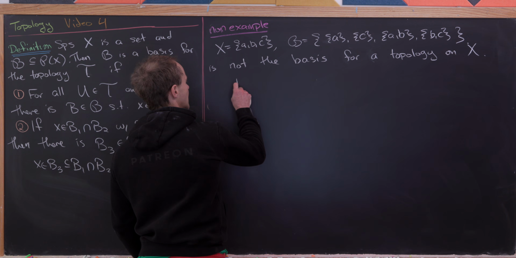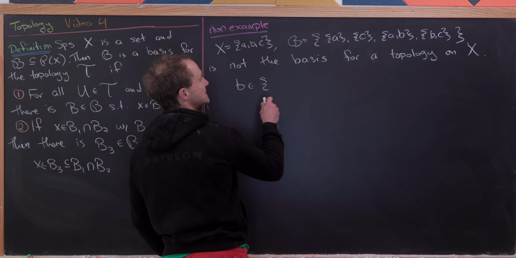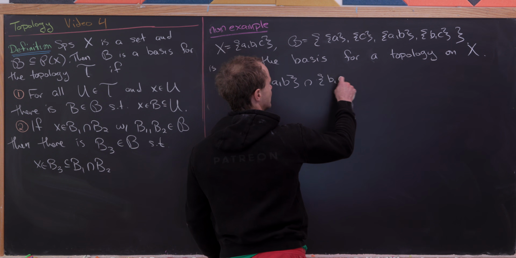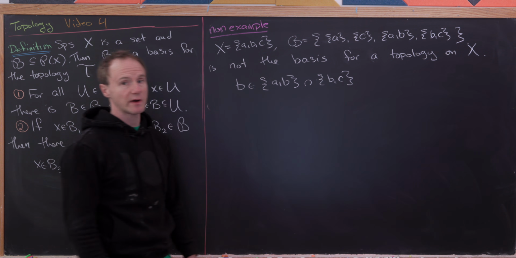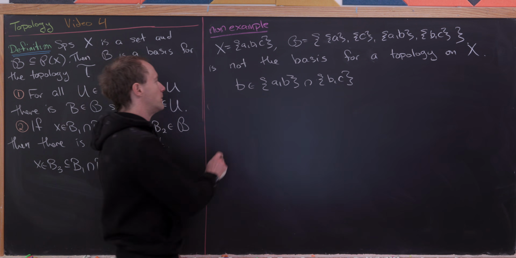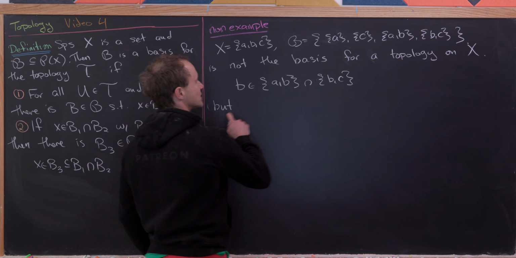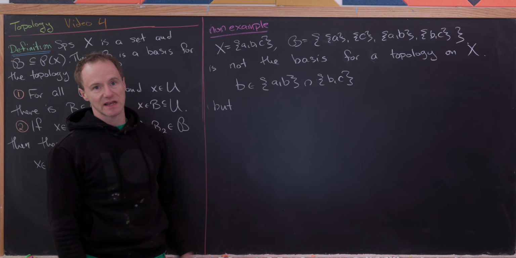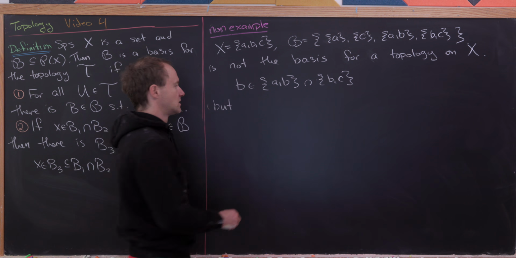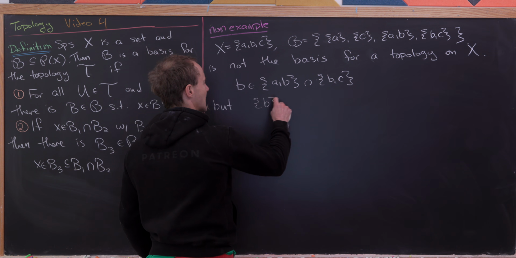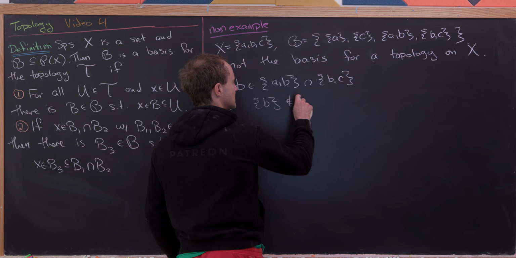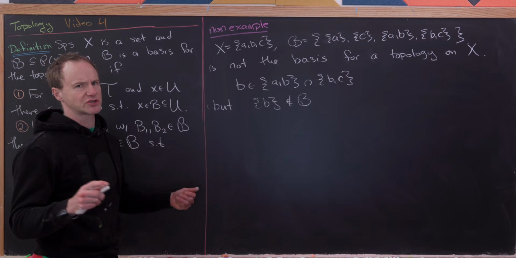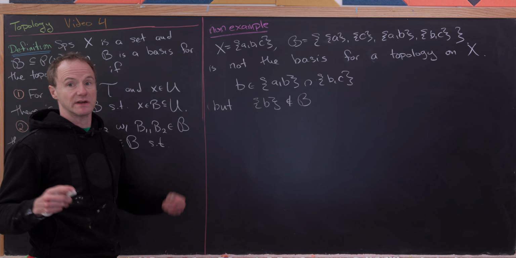And that's because we've got B is most definitely an element of the intersection of those two-element sets, but there's no set inside of B that's a subset of that intersection. But we can see that by the fact that the singleton is not an element of our collection, which would be a basis. Well, it's not a basis.